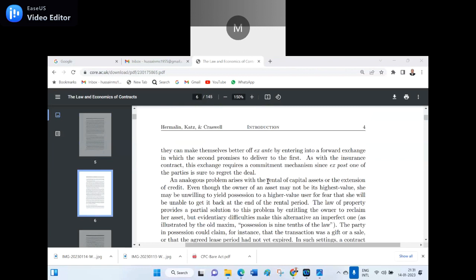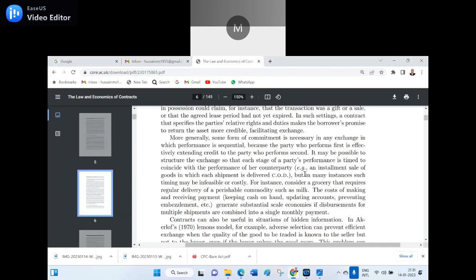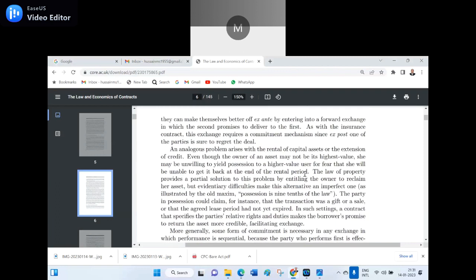Good, good. So now I would like to say that they can make themselves better off ex ante by entering into a forward exchange in which the second promises to deliver to the first. Of course, he has given some explanation regarding the same point which we discussed earlier. So now let us concentrate on this point. An analogous problem arises with the rental of capital assets or the extension of credit. Even though the owner of an asset may not be the highest-value user, she may be unwilling to yield possession to a higher value user for fear that she will be unable to get it back at the end of the rental period.